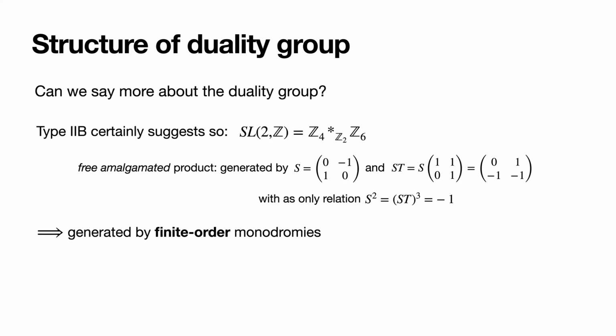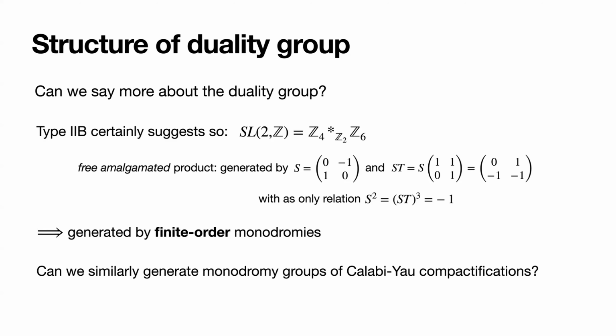But more interestingly, it raises questions, right? Okay, we have this duality group. It's generated by finite order monodromies of some finite distance special points in the interior. Can we always do that? The answer is no. The answer, I should say, is no. But we can actually lay out the structure of the monodromy groups in a very similar way, so we can answer this question very precisely.